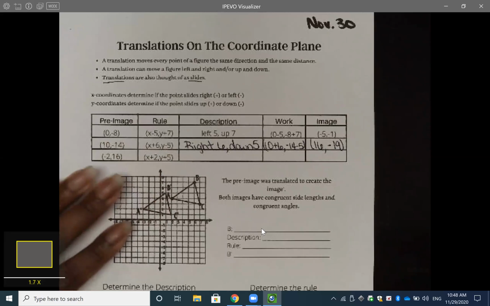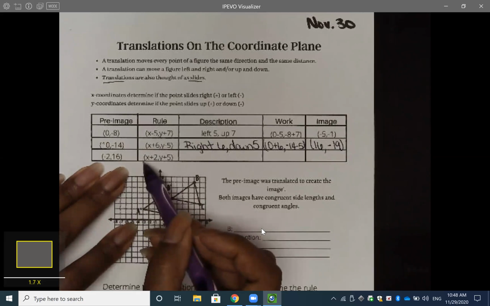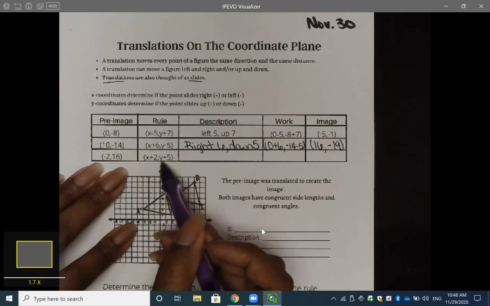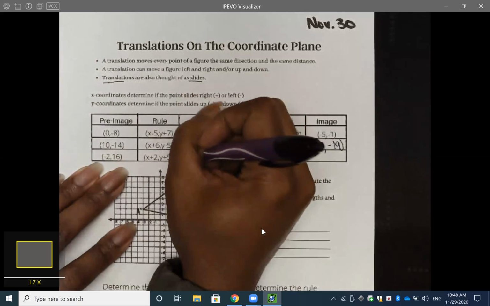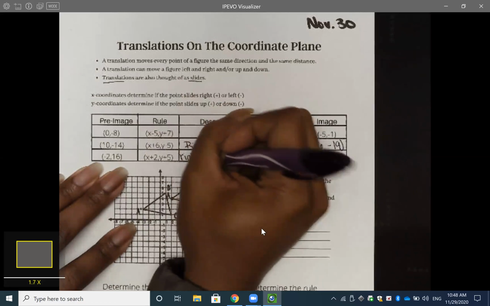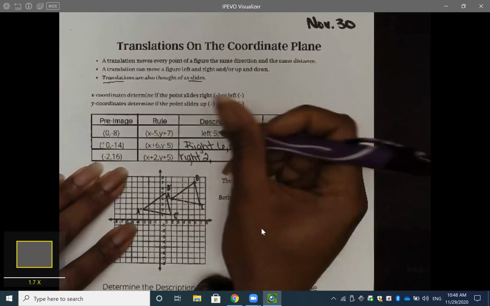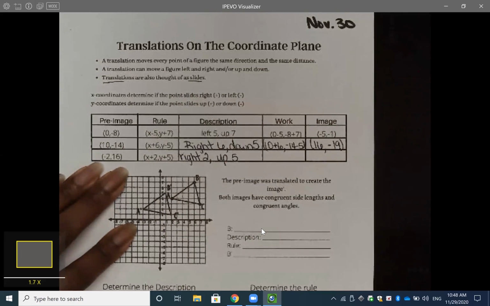Okay. Next, we have negative 2, 16 is where we're starting. So I will go left 2, up 16 and put a point. Then I have a rule that says x plus 2, y plus 5. So this is telling me how to get to my new point. I need to go x plus 2, which is right 2. And then I need to go y plus 5, which is up 5. And see where I will be located.